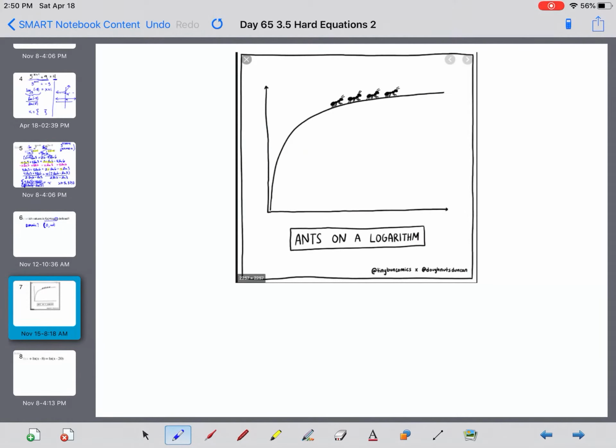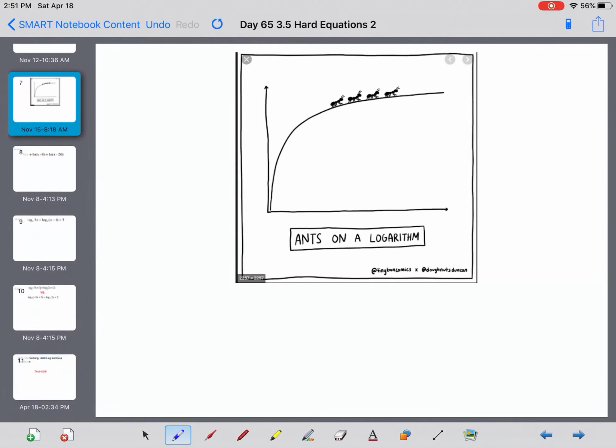All right, here's my little joke for the day. So, ants on a logarithm. How amazing is that?